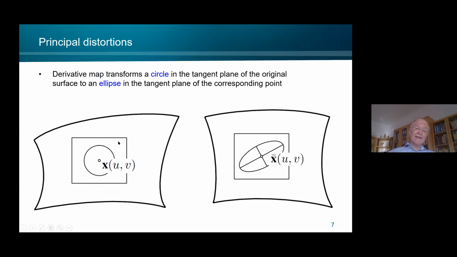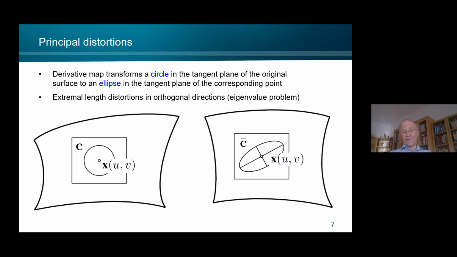Now we take in the first tangent plane vectors of the same length, which means we take here a circle centered at the contact point. We map it with this linear map, and this circle, of course, is mapped in general to an ellipse, which has a major axis and a minor axis, and these directions, of course, are orthogonal and indicate the extremal length distortions of this mapping.